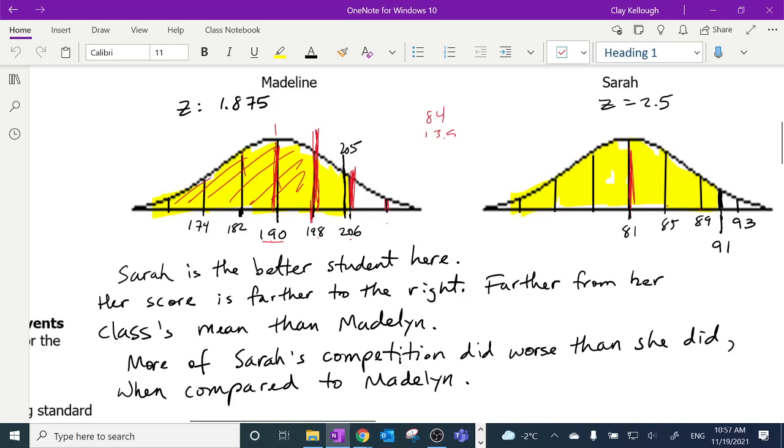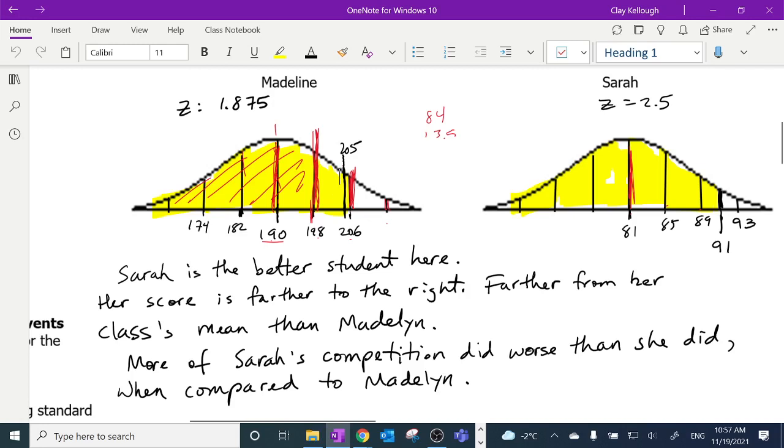Now this, of course, assumes that the two classes can be relatively compared the same, right? They had the same number of hours in their day and same number of classes in their semester and all the other little things that might make it unfair one way or the other. Assuming, again, it does say at the beginning of the question that they're equally reputable. So assuming the classes and the tests are equally reputable, Sarah's the better student.